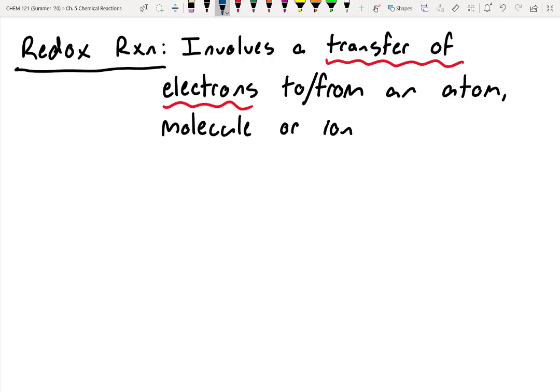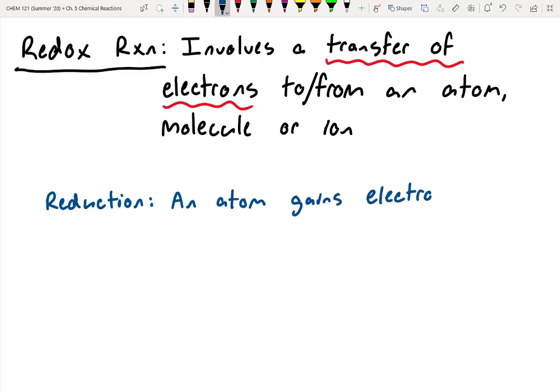So let's further define this. Redox is actually made up of two different components. We've got reduction first, and then we've got oxidation second. That's how we got the name redox. So let's define reduction. That's the first half of what redox means. A reduction means that an atom gains electrons in a chemical reaction. All right, versus oxidation.